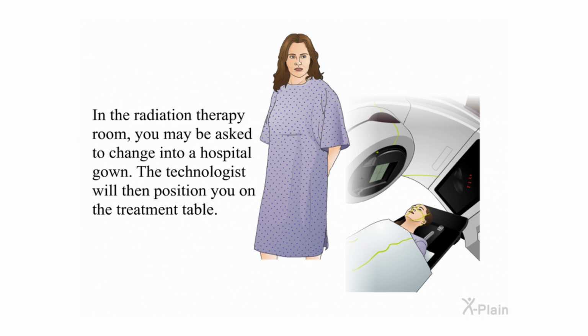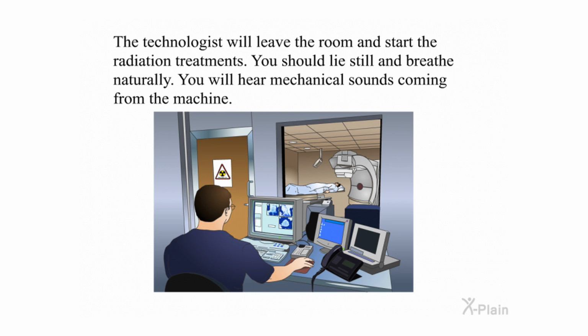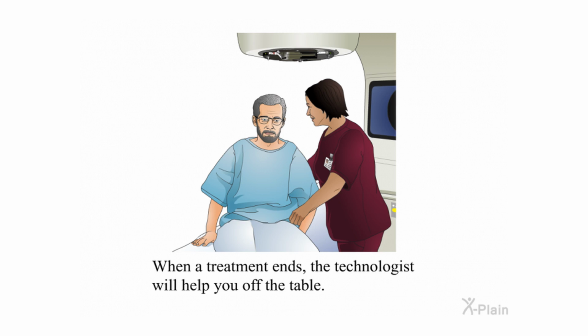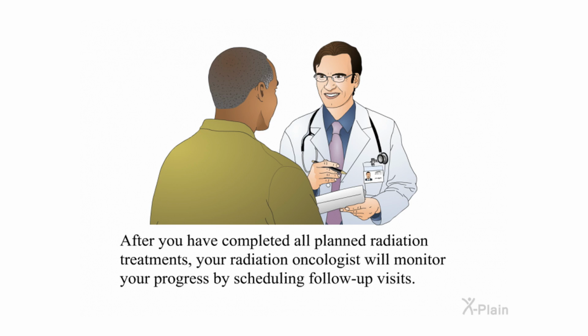In the radiation therapy room, you may be asked to change into a hospital gown. The technologist will then position you on the treatment table. The technologist will leave the room and start the radiation treatments. You should lie still and breathe naturally. You will hear mechanical sounds coming from the machine. When a treatment ends, the technologist will help you off the table. After you have completed all planned radiation treatments, your radiation oncologist will monitor your progress by scheduling follow-up visits.